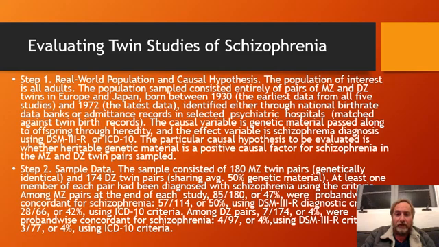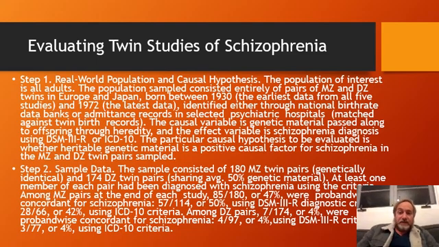Okay, so what is the data? We've already seen the data. The sample was 180 MZ pairs and 174 DZ pairs. Again, at least one member had been diagnosed with schizophrenia. By the end of the study, about 40% of the MZ pairs were concordant, meaning both twins did have schizophrenia when they investigated some more. And then using DSM-3, 50% concordant, and 42%.